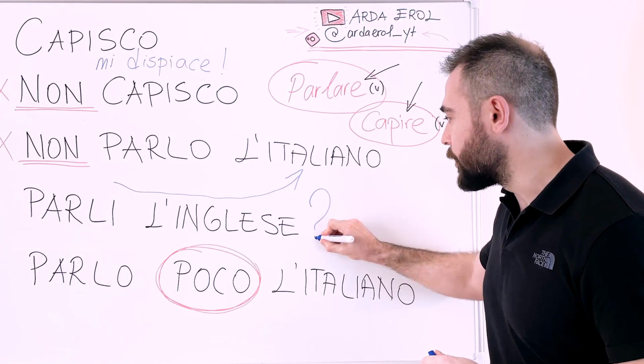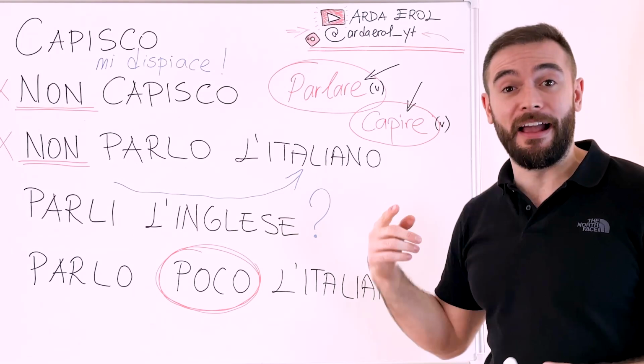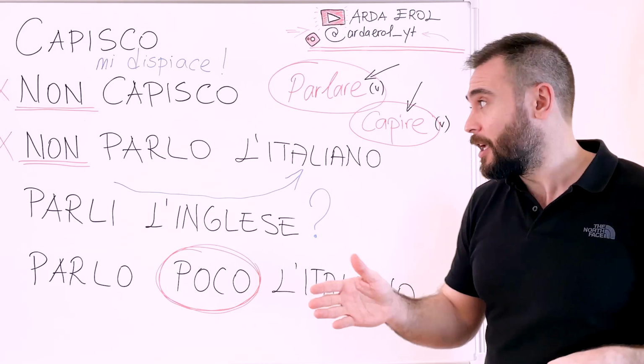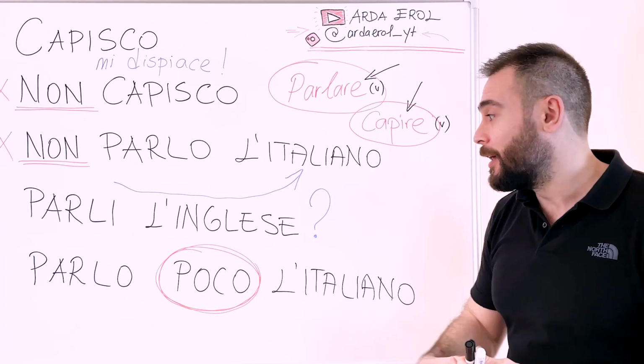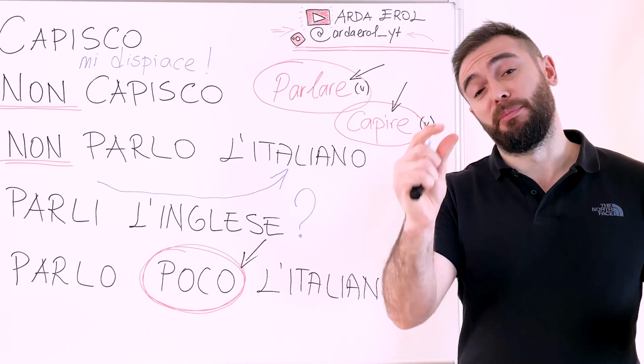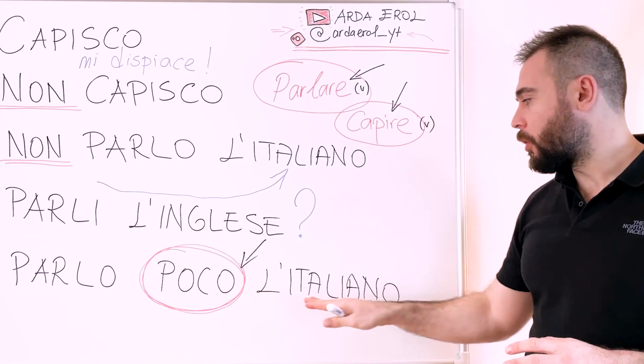Parli l'inglese? Alright? No! Non parlo l'inglese! Okay, because most Italian people cannot speak English, right? So they would say, non parlo l'inglese! Mi dispiace, non parlo l'inglese! Maybe you can say, parlo poco l'italiano! I speak a little bit of Italian. Poco, a little. Parlo poco l'italiano.